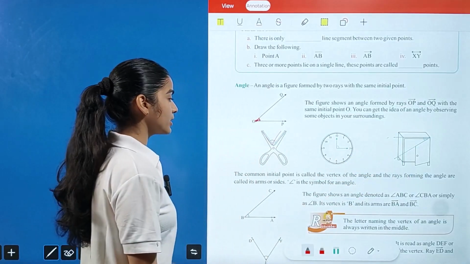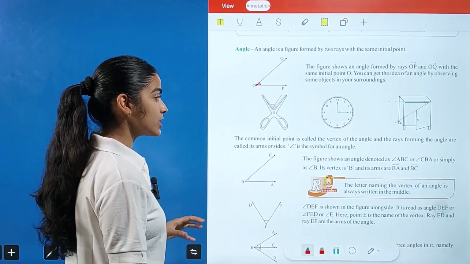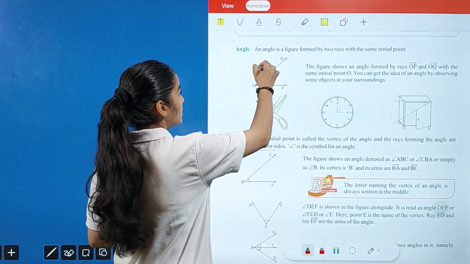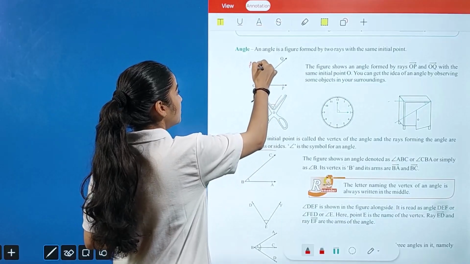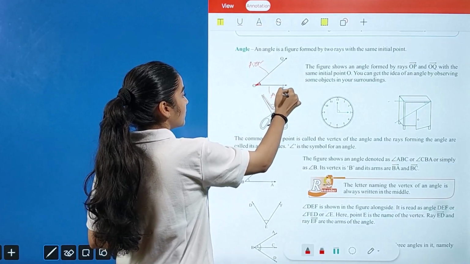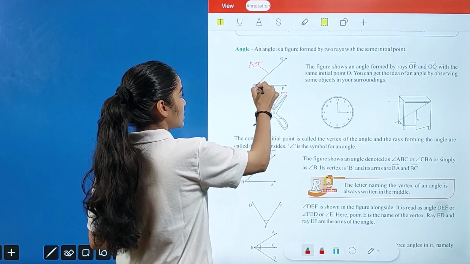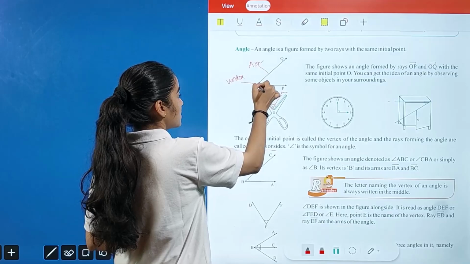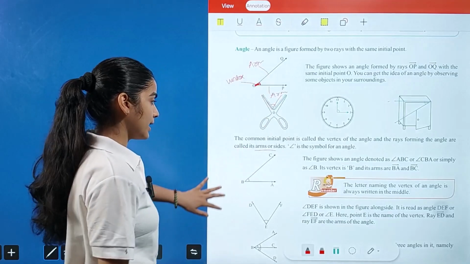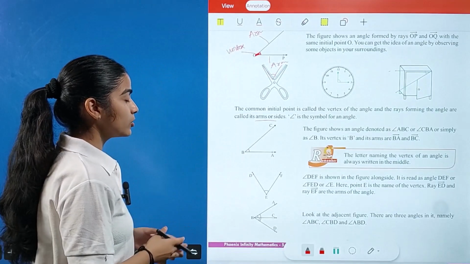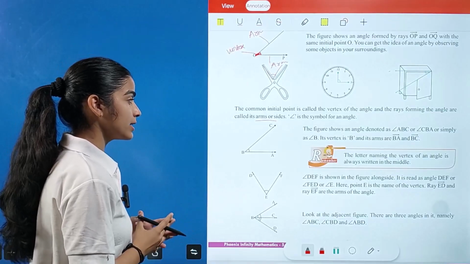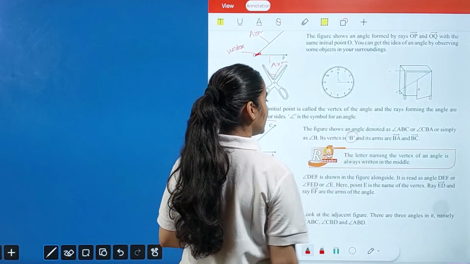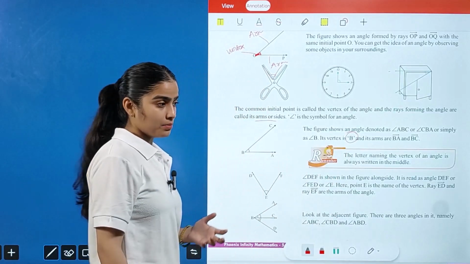The common initial point is called the vertex of the angle, and the rays forming the angle are called its arms or sides. So these are your arms. This point O is your vertex, and this part is called your angle. The figure shows an angle denoted as angle ABC or angle CBA or simply as angle B, its vertex B, and its arms are BA and BC.